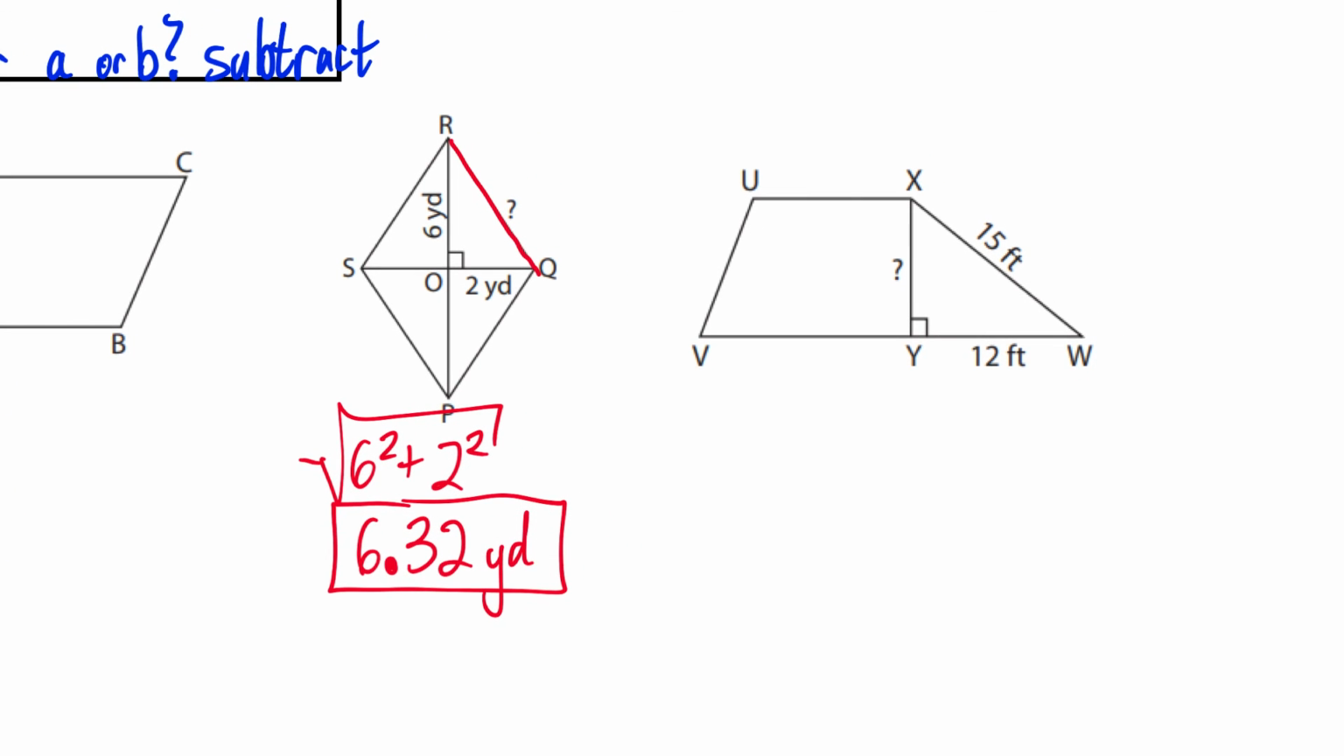And then on this last one, is this the C or A or B? A or B, so what do we do? Subtract 15 squared minus 12 squared. And it's going to give you 9 feet.